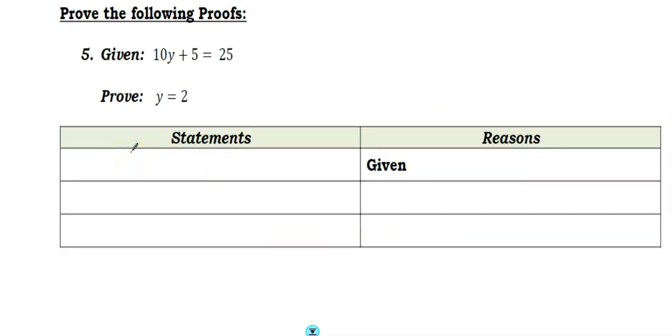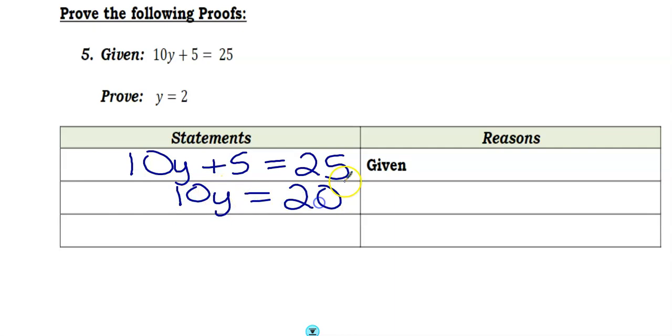So given, we're going to write this down as 10y plus 5 equals 25. So the first thing you do is write down the given. Okay, now I need to solve it. Well, what's the opposite of adding 5? Well, that is subtracting 5. So I'm going to write subtraction property of equality. And you can, of course, abbreviate because that is long-winded.